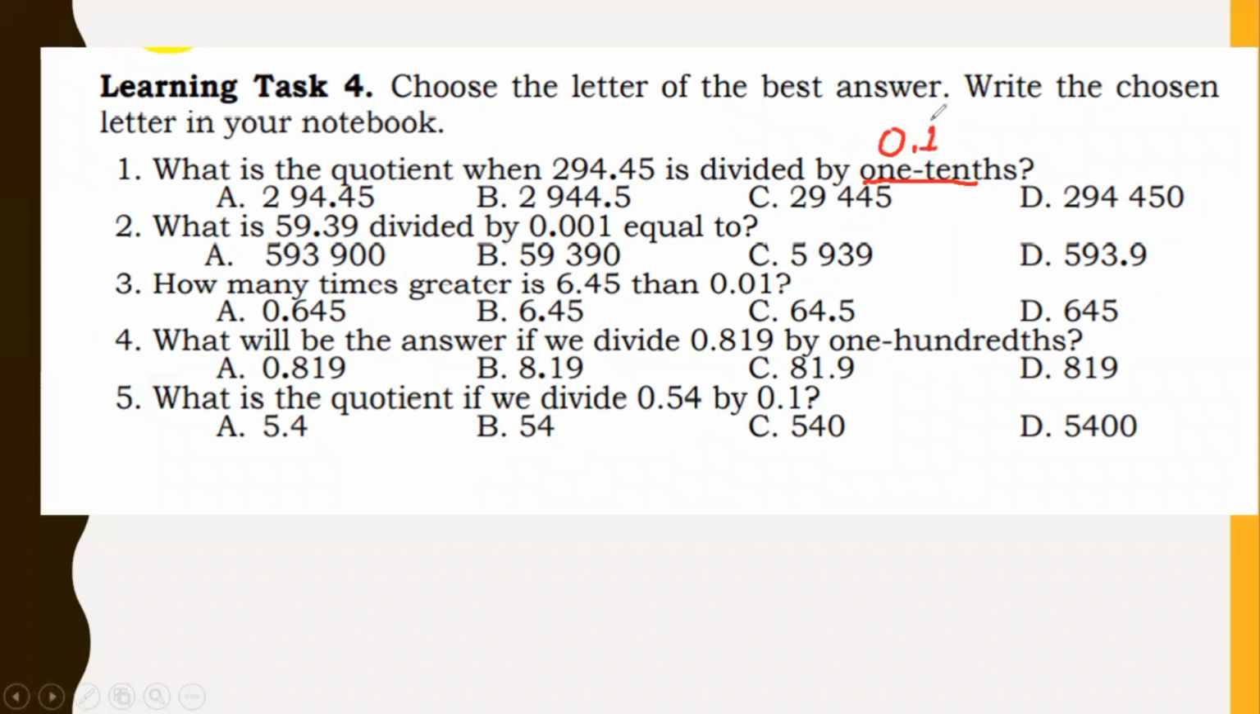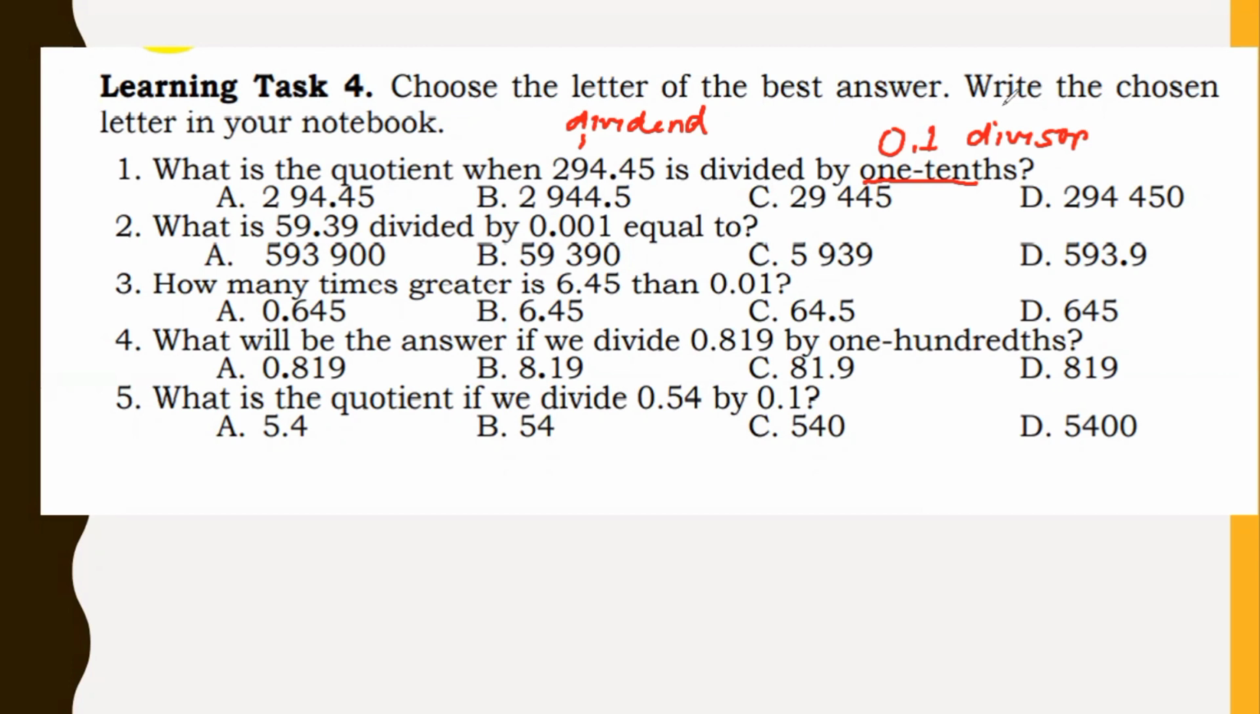And we have number 2. So, i-divide mo. Hindi pwede magkabaligtad. This is our dividend. And this is our divisor. So, hindi pwede magkabaligtad yung dalawa. In number 2, we have 59 and 39/100 divided by 1,000. In number 3, how many times greater is 6 and 45/100 than 100?